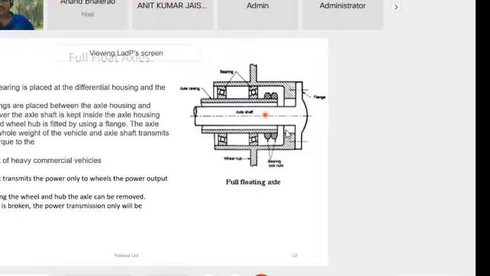The reason is, as you can see, the loads are transferred from the hub to the bearing to the axle casing, and the shaft remains intact. So if the shaft fails, the entire construction remains as it is, and only the torque transmission functionality is affected. So this is a safer design.